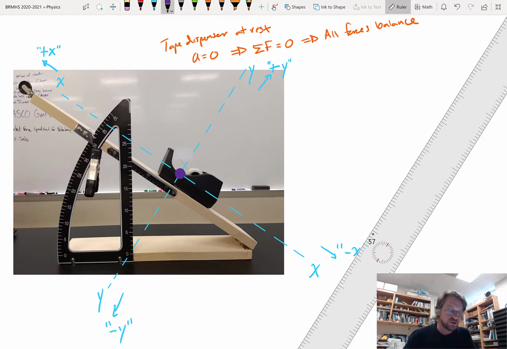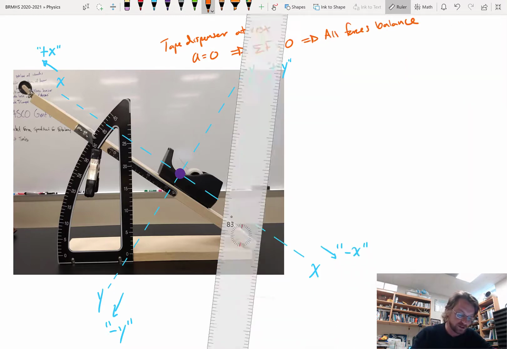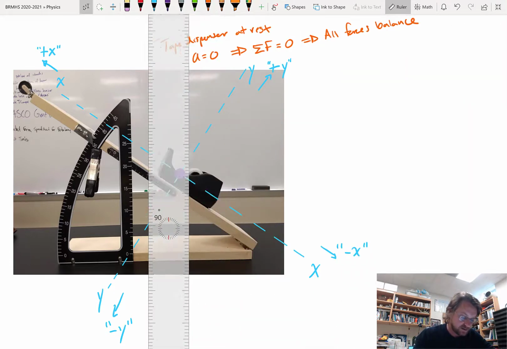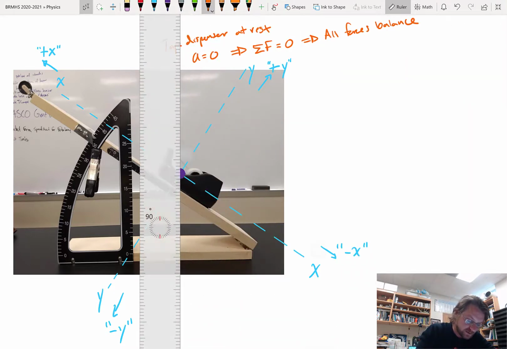And now I need to do a diagram of the forces acting on my tape dispenser. So I'm going to do my forces in orange. One force we know is going to be going straight down to the center of the earth. So that's going to be the force of gravity.